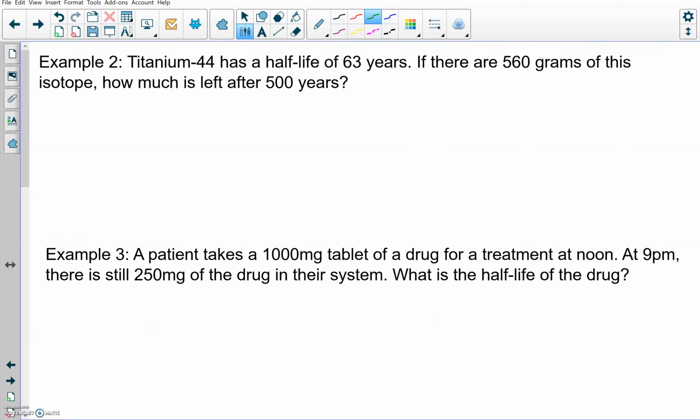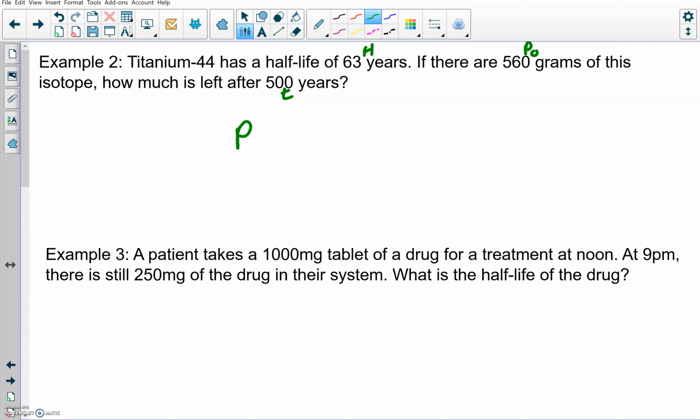Titanium-44 has a half-life of 63 years. If there are 560 grams of this isotope, how much is left after 500 years? Well, they give me the H, and 560 grams is going to be the P naught. How much is left after 500? That's the T. I just have to plug that information in.